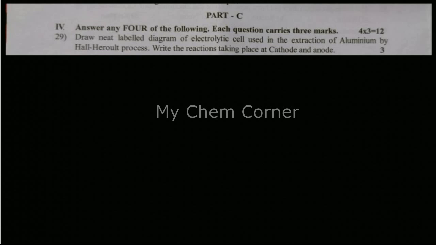Now first question is from metallurgy. Draw a neat label diagram of an electrolytic cell used in extraction of aluminum by Hall-Heroult's process and write the reactions taking place at cathode and anode. So you need to draw a very neat label diagram. I'll just roughly draw the diagram. I'm not doing any sort of shading here. The detailed diagram is there in your textbook already. I'll just draw the steel tank with an outlet.